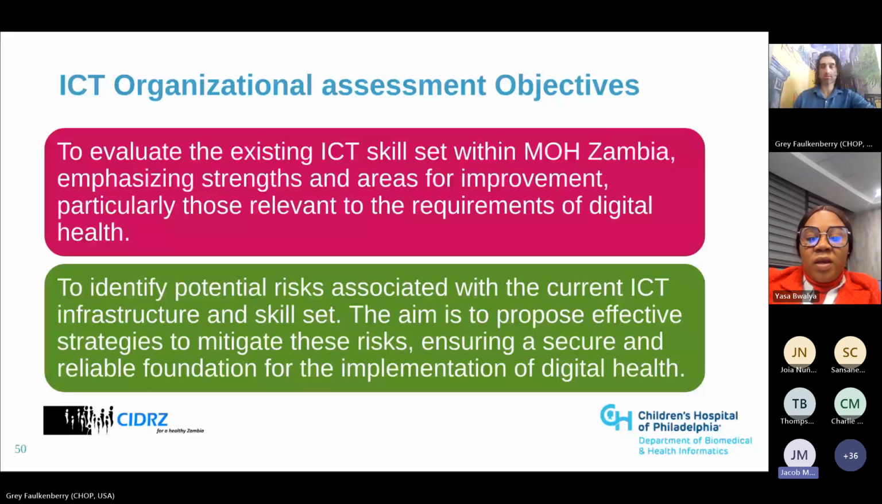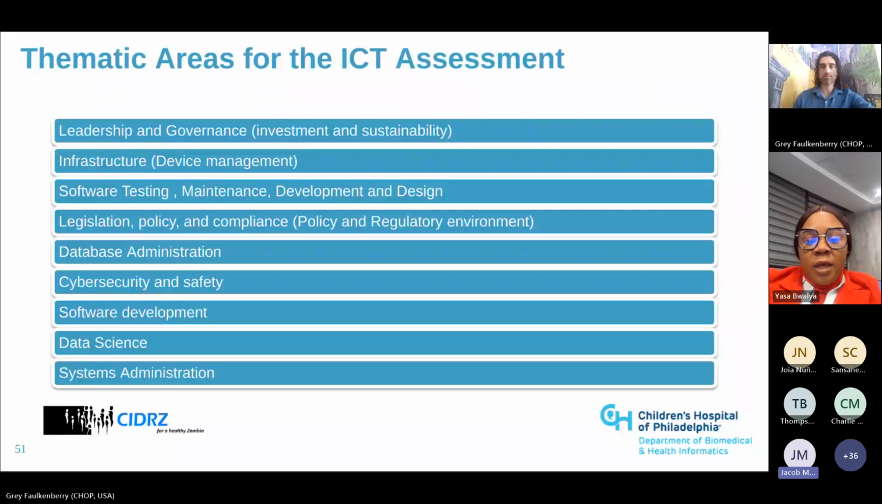The thematic areas that were included in this assessment were as follows: leadership and governance, infrastructure, software testing, maintenance, development and design, legislation, policy and compliance, database administration, cybersecurity and safety, software development, data science, and lastly, system administration. Next slide.